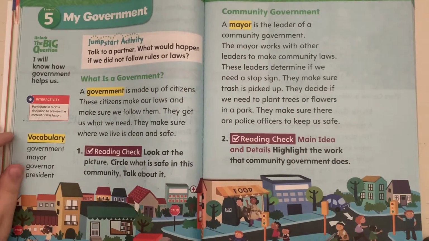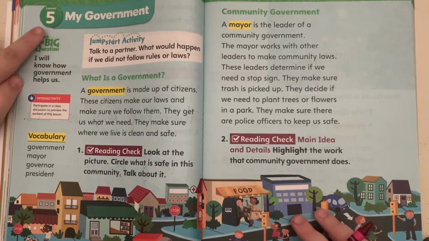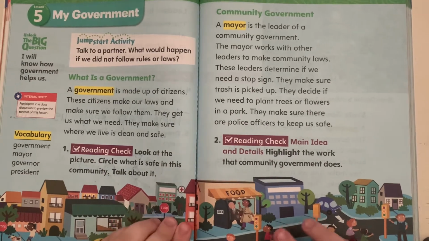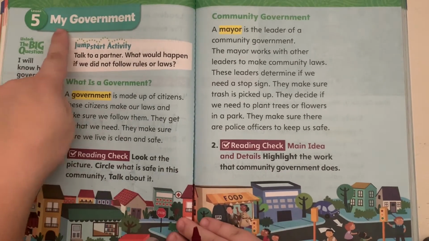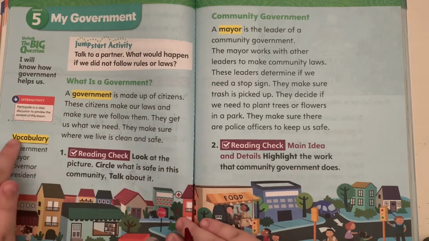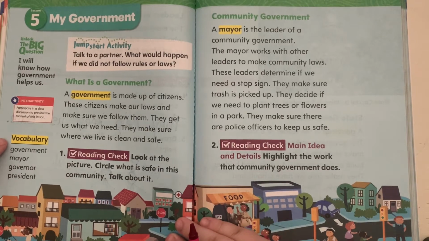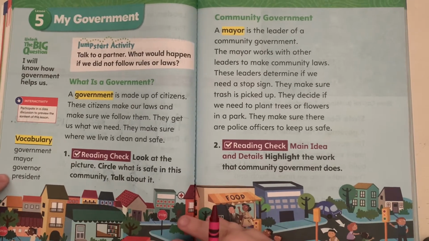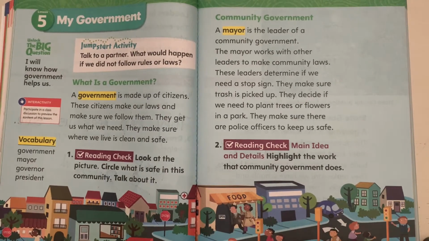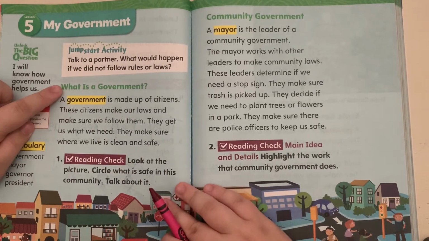All right, friends, I hope we have all found page 2, 4 with the nice big 5 up in the corner. Now let's take a look at our page. I see a title that says My Government. I see some headings, and I see some vocab words over here. These are vocabulary words. They're important words to look for when we read. So we have government, mayor, governor, and president. I think that we're going to see all of those words while we're reading today. So let's get started. What is a government?